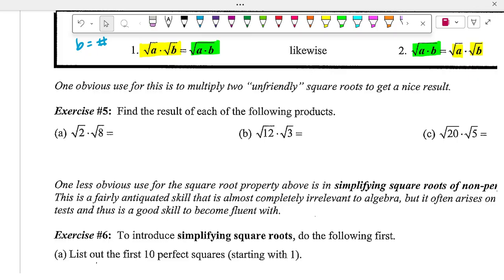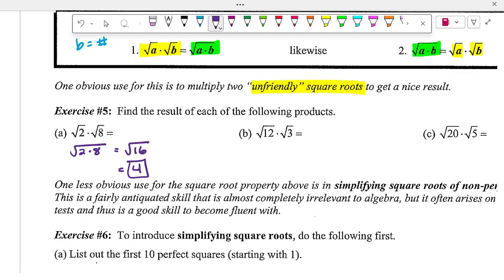Okay, so where this comes into play is when we have some unfriendly square roots. So look at letter A. As it stands now, can I do the square root of 2 and get a pretty number? No. Can I do the square root of 8 and get a pretty number? No. So the easiest way to do this is to rewrite this as the square root of 2 times 8. Because what's 2 times 8? 16. So we have the square root of 16. Is that a perfect square? Yes. So that'll be 4.